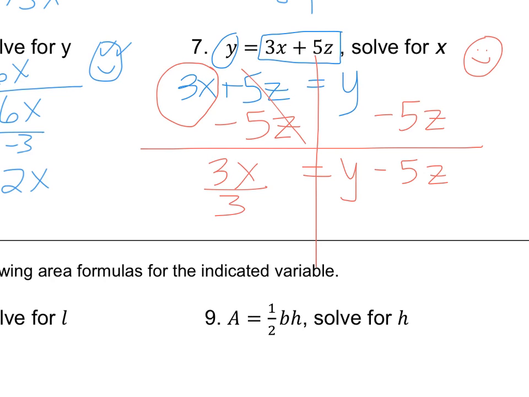So I'm going to divide every term by 3. And my answer is x equals y divided by 3 minus 5/3 x. Okay, so my answer, x equals y divided by 3 minus 5/3 x. That's one way I could write it. The other way is to just leave the 3 under both terms. But I like it this way better for what we're doing in algebra.